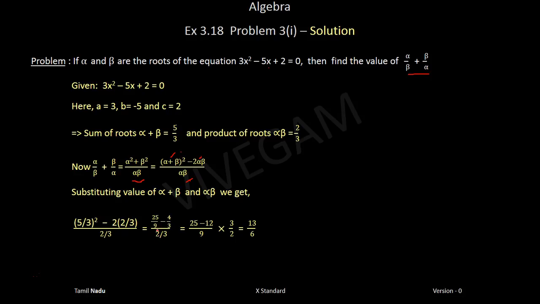So this will become 25 by 9 minus 2 into 2 by 3, that is 4 by 3, divided by 2 by 3. Now if you take LCM, this will be 9, so it will become 25. 3 will go 3 times in 9, so it will become 12, right? So 25 minus 12 by 9, this will get inverted into 3 by 2. So this will go 3 times here, and 25 minus 12 is 13, and the 3 2s are 6. Therefore, the value of alpha by beta plus beta by alpha is equal to 13 by 6.